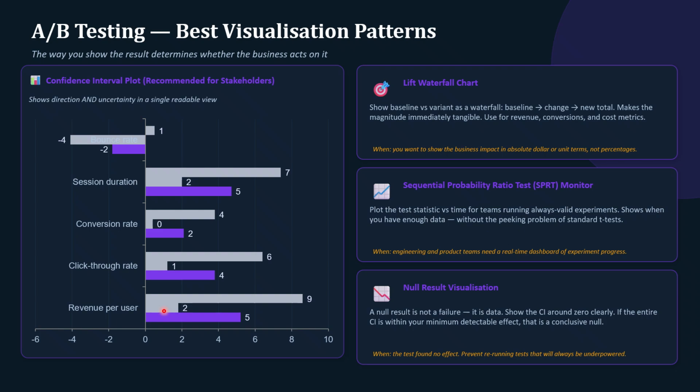The SPRT monitor is for engineering teams who are running continuous experiments. It is mathematically valid to stop when a boundary is crossed, unlike a standard t-test where peeking is statistically dishonest. And the null result visualization is critically underused. Showing a null result with a tight confidence interval is actually very valuable information. It says that we tested this properly and genuinely it does not work. So this is about the different visualization patterns that you have in A/B testing.